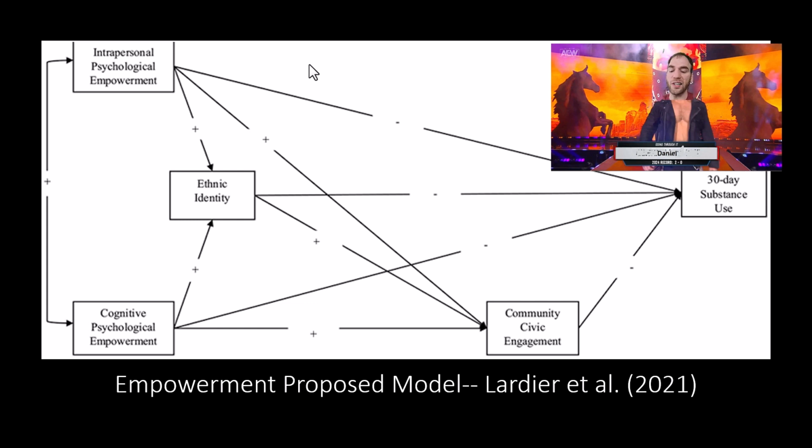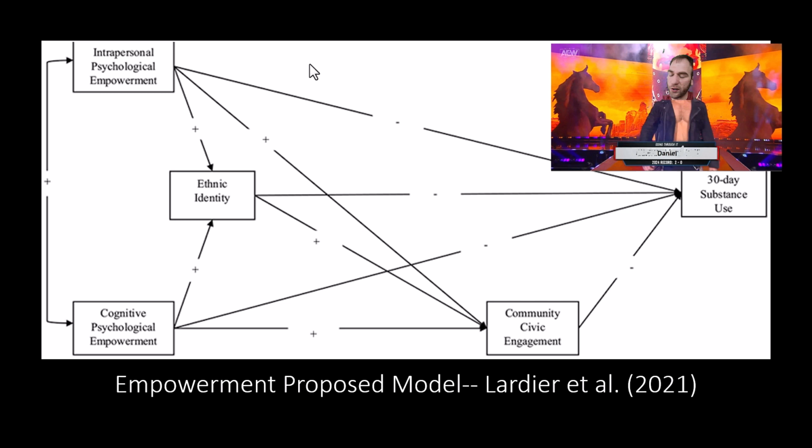And again, broadly stated, looking at this, you can see in the lower left-hand corner, psychological empowerment being mediated through community civic engagement, see that arrow, and then through 30-day substance use. So a sense of psychological empowerment increasing through increased rates of community civic engagement, which then in return decreases 30-day substance use. At the top left-hand corner, you can see psychological empowerment being mediated through ethnic identity and then ultimately decreasing 30-day substance use. So intrapersonal psychological empowerment decreasing 30-day substance abuse by increasing ethnic identity. So that's mediation, basically. It's that third variable in between two correlations.